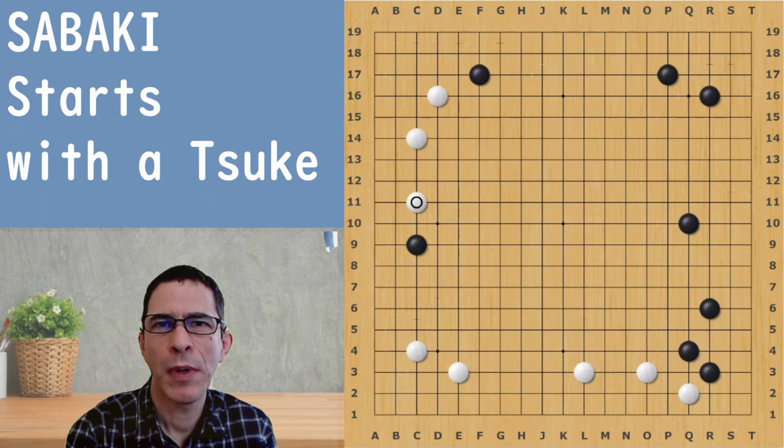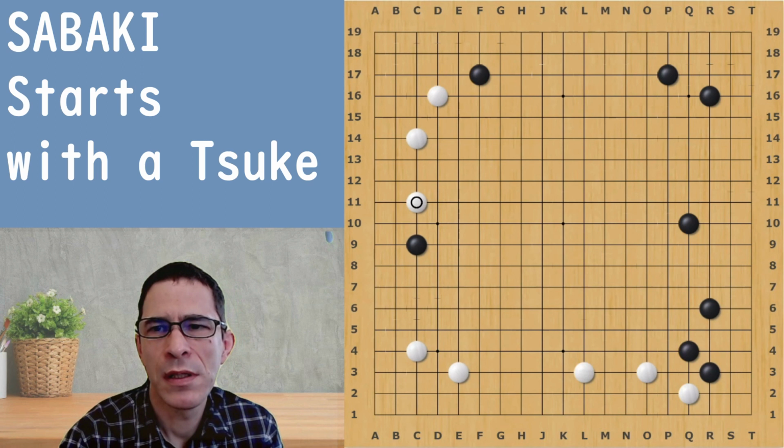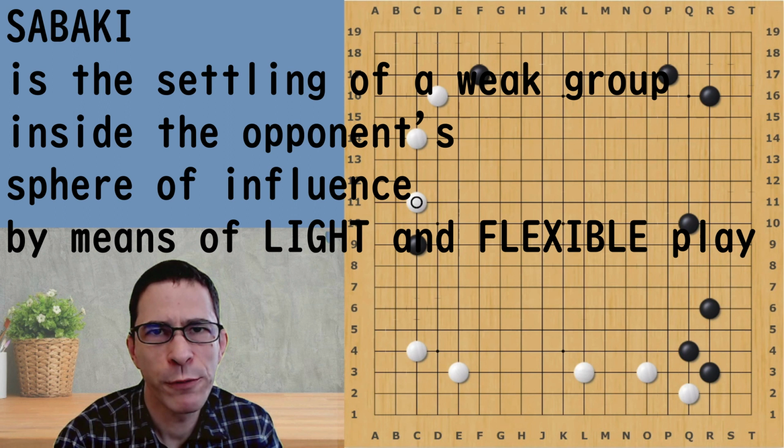In this video, I'm going to talk about the Go proverb, Sabaki starts with a Tsuke. A Tsuke is an attaching move. So I'm going to offer a definition of Sabaki, which is, Sabaki is the settling of a weak group inside the opponent's sphere of influence by means of light and flexible play.